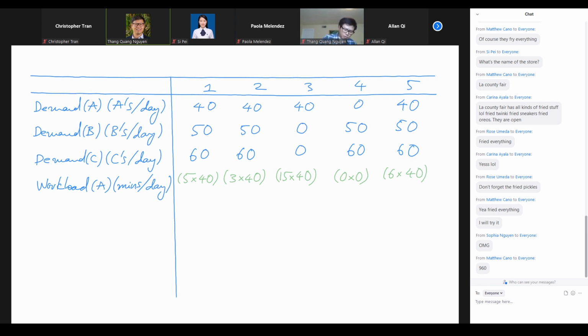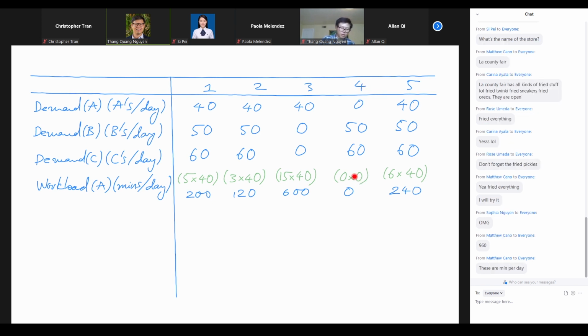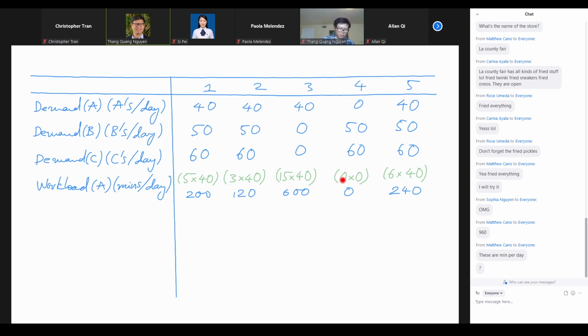Right, so we would have 200 over here, 120 here, 600 over here, 0, and then 240 over here. All right, it's not difficult at all. It's just a concept behind the numbers. At station 4, the ice cream totally skips the fryers. So no minutes at all per unit, and no units at all through that 4. That's why I had to have that 0 times 0. Yeah, minutes per day. That's correct.